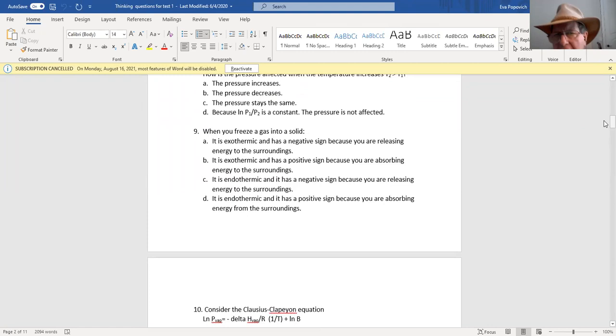When you freeze a gas into a solid, what is true? Are you releasing energy to the surroundings? Is it exothermic but has a positive sign because you're absorbing energy? Is it endothermic and has a negative sign because you're releasing energy to the surroundings? Or is it endothermic and has a positive sign because you're absorbing energy from the surroundings? Guys, from what you know, there are 2 answers that are absolutely absurd.